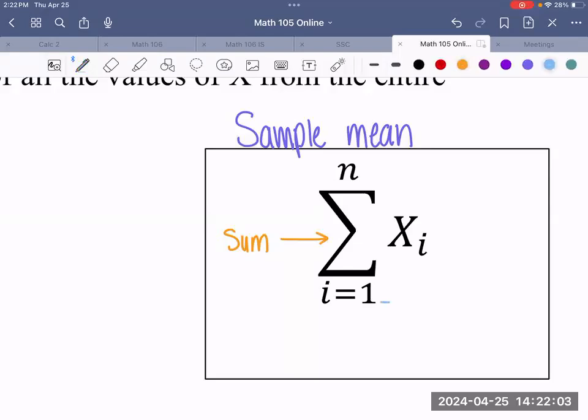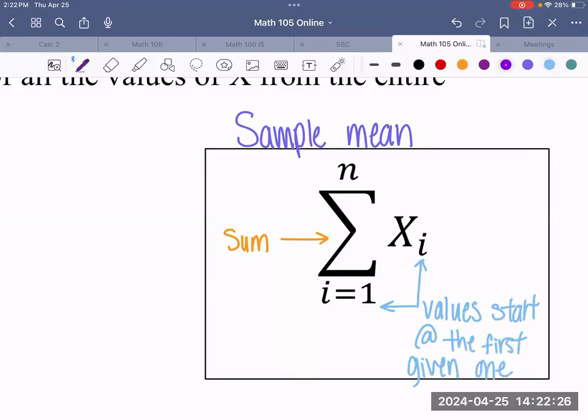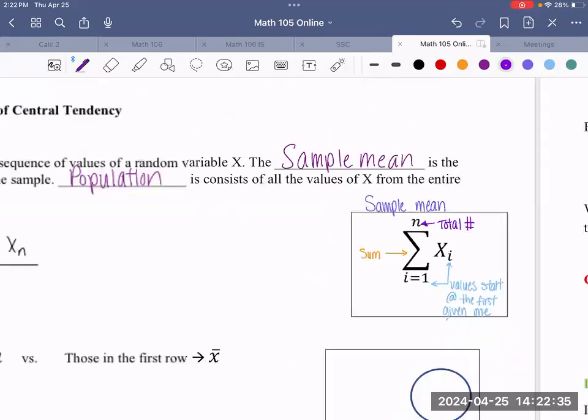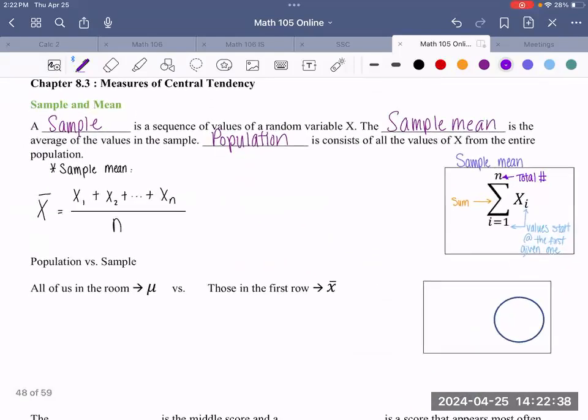This little i right here is just telling us that the values start at the first one given. And then n here is just how many total you have. And there you go, that's how you can read it. We're going to be seeing a lot of this sort of idea, and I'm sure you're going to see it in some of your other classes.